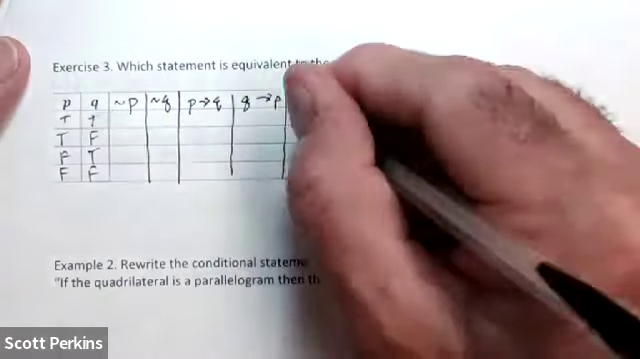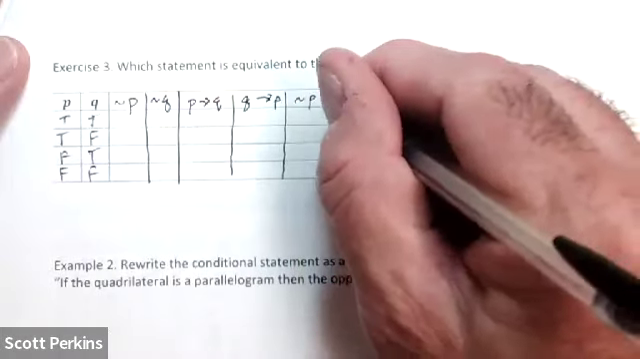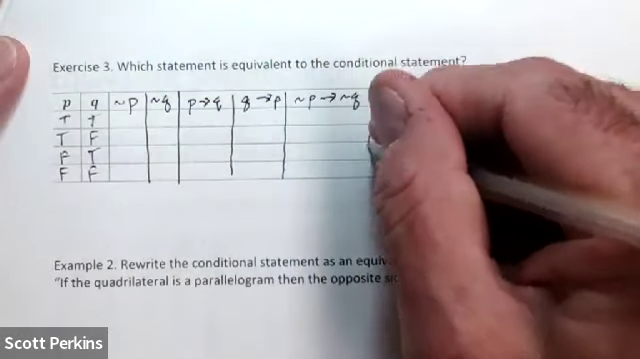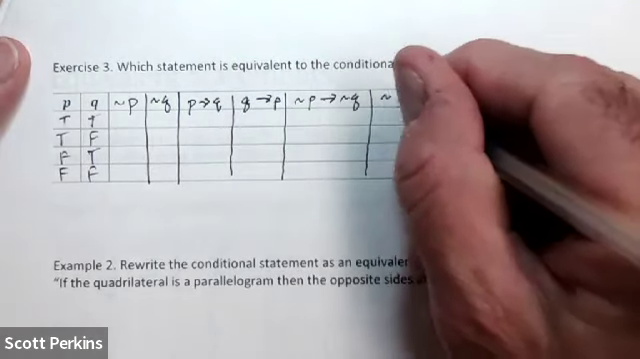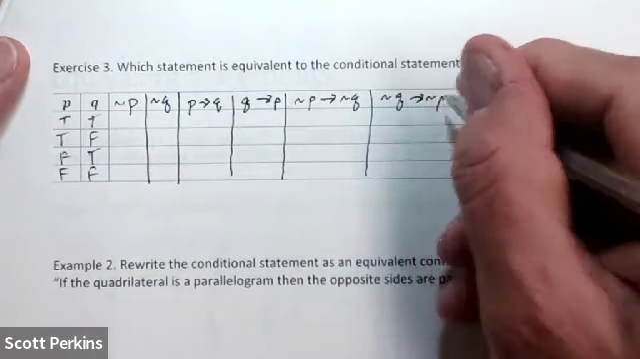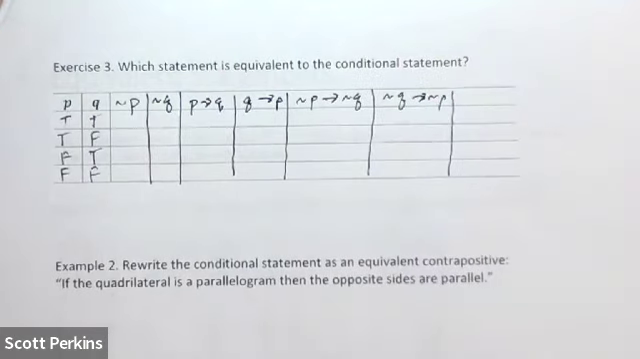Then the inverse was we negated both of them, but did not change the order. So squiggly P, then squiggly Q. And then finally, the last one is squiggly Q, then squiggly P. Okay, these are just the 4 statements from the previous page. And now what I would like you to do, please, is push pause and go ahead and complete the truth table for that. And let's determine which statements are equivalent to one another.